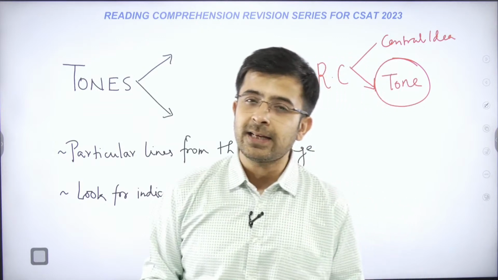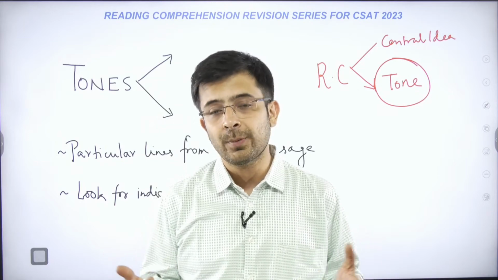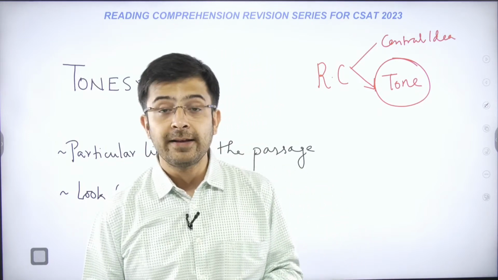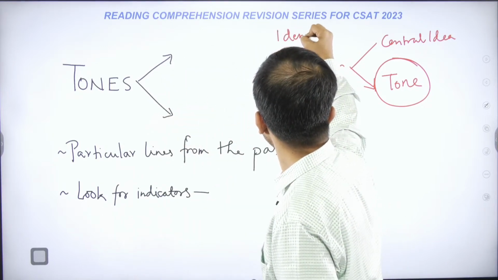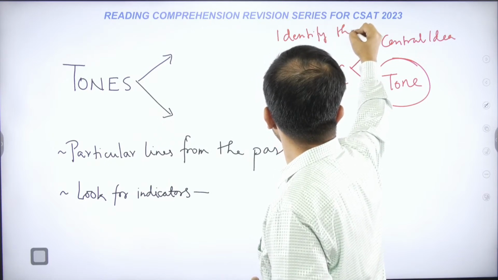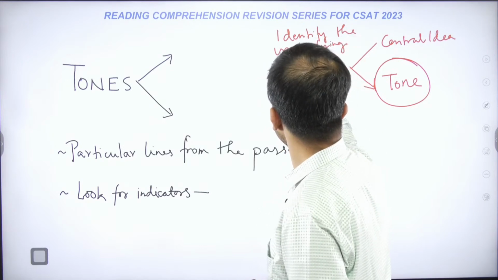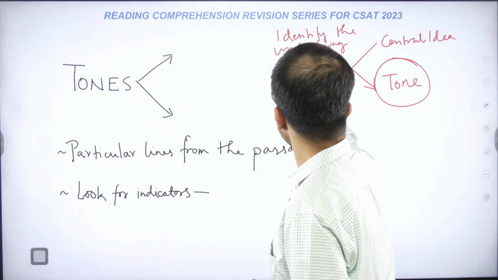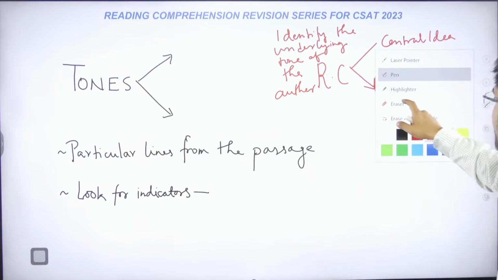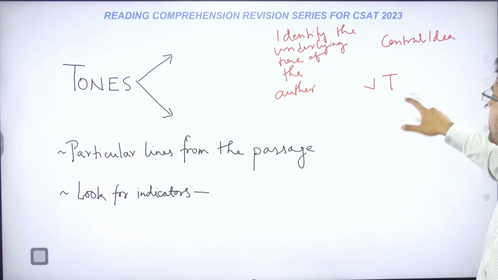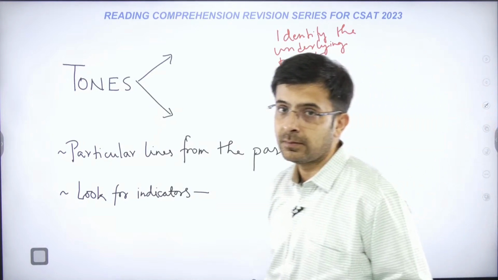As recently as CSAT 2022, the UPSC posed a question to the candidates: identify the underlying tone of the author. Now what exactly is the UPSC asking you? When you are to identify the underlying tone of the author, it's essentially asking you to identify either of two things.